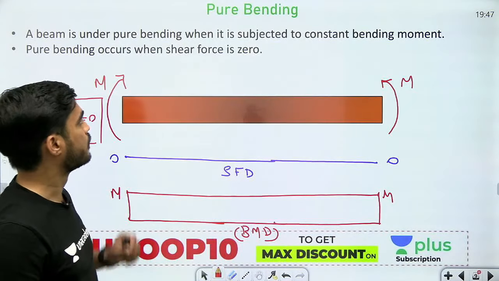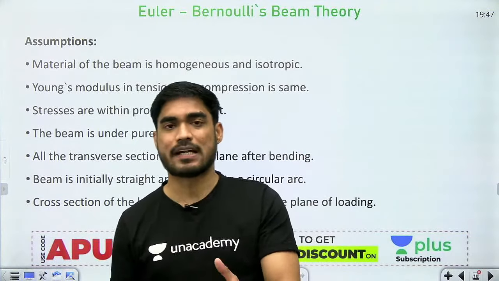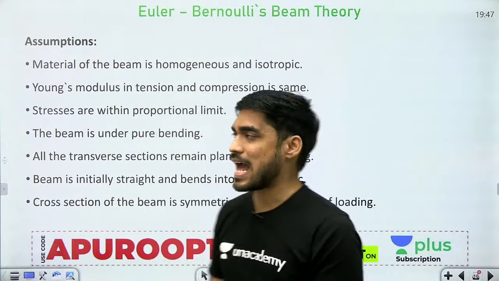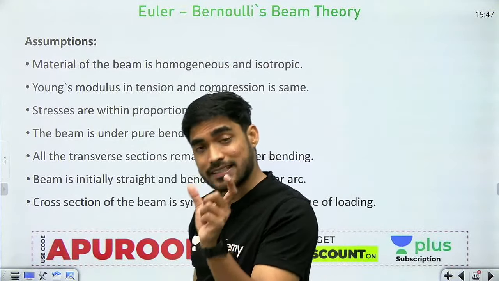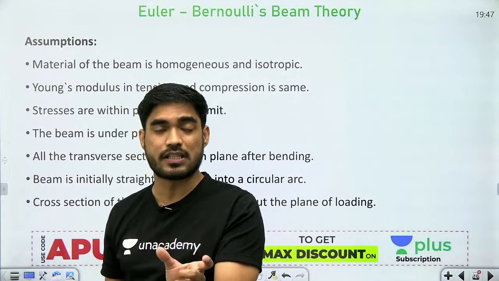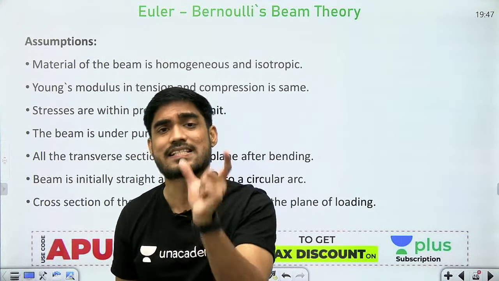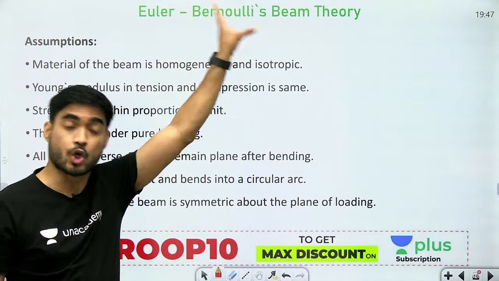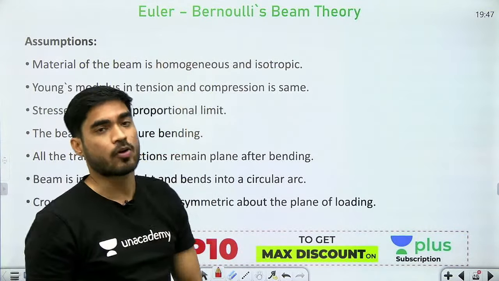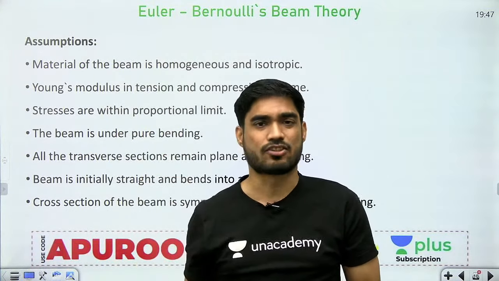Now, beta, the theory that we use to calculate bending stress is known as Euler-Bernoulli's beam theory. The equation used to calculate bending stress in a beam is calculated based on Euler-Bernoulli's beam theory. Now, what is Euler-Bernoulli's beam theory? Now we will understand. So there are certain assumptions in this theory.